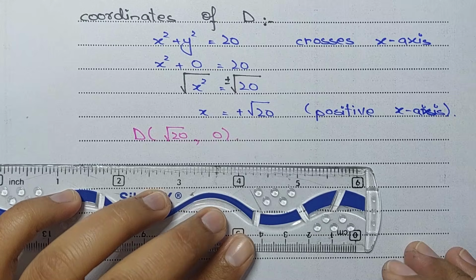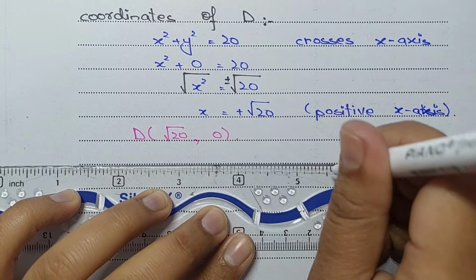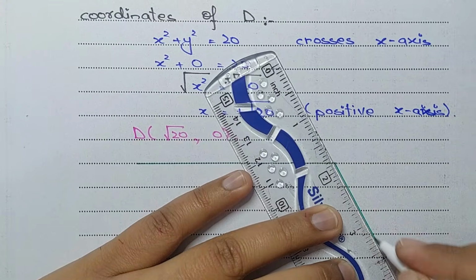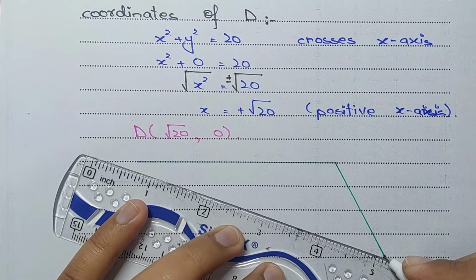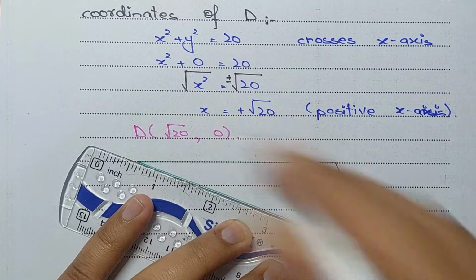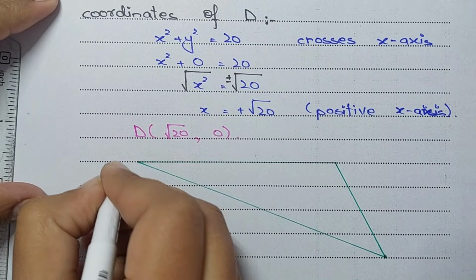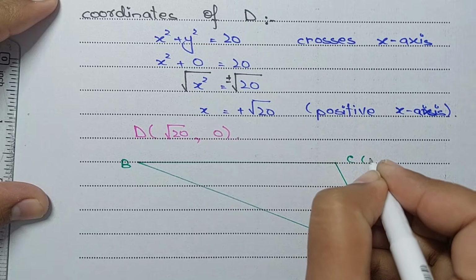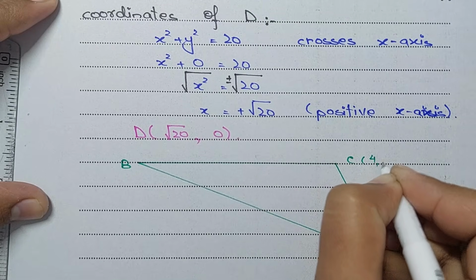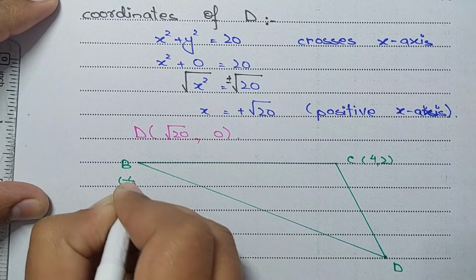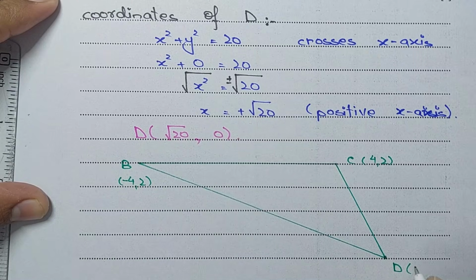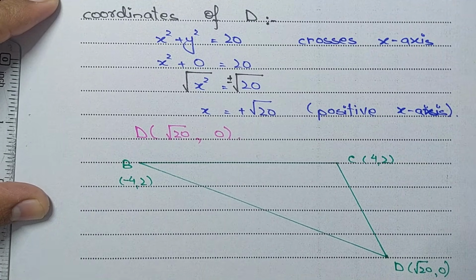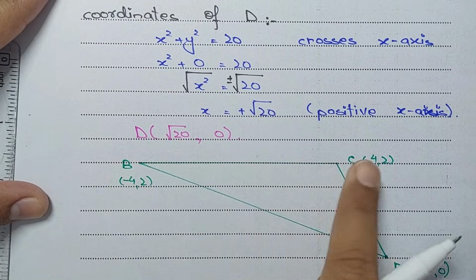So the triangle and the value between their sides. This is the shape of the triangle. Here is the side B, this is C, and this is D. So C coordinates are (4, 2), B coordinates are (-4, 2), and the D coordinates are (square root of 20, 0). Okay, now we need to figure out the distance between B and C.